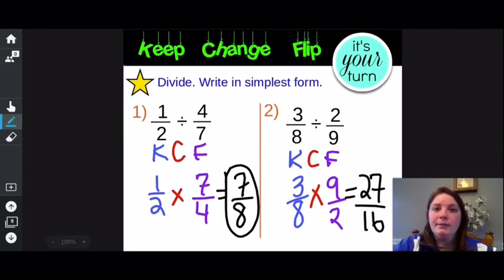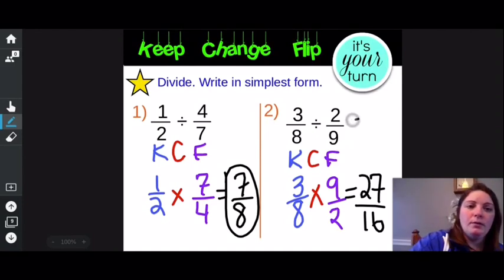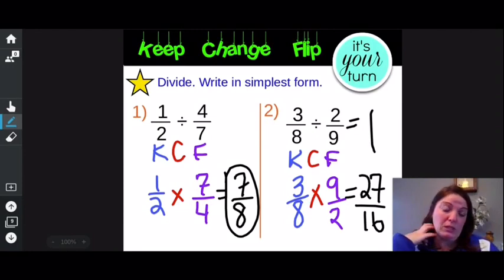16. Oh, this is improper, which means we have to do that division to simplify it. How many 16s can I take out of 27? Well, if I take 2, it would be 32, which is too high. So I can only take one. I'm going to do it up here so I have more space. I can only take out one group of 16 from 27.